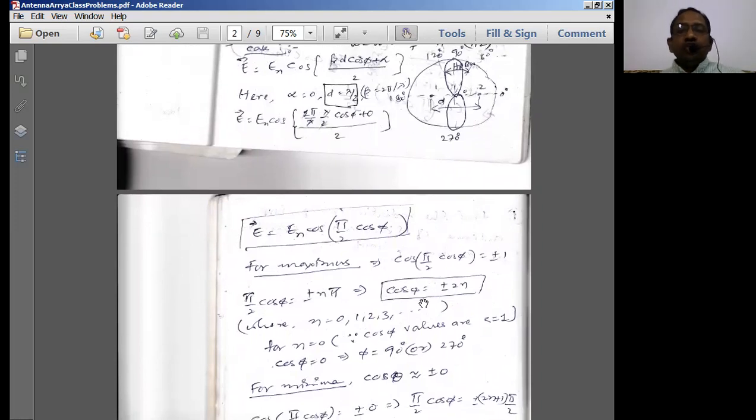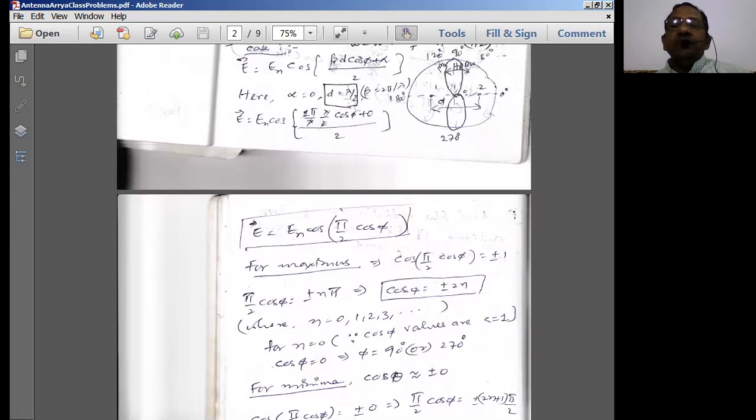Now the procedure is going to be the same. We have to find out maximas and minimas. Wherever you have a maxima, you are going to show the radiation of the antenna in that particular angle with maximum radiation. Maximum radiation means this is the maximum radiated beam.